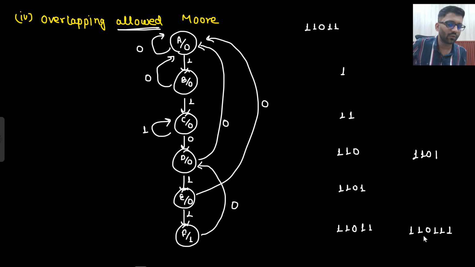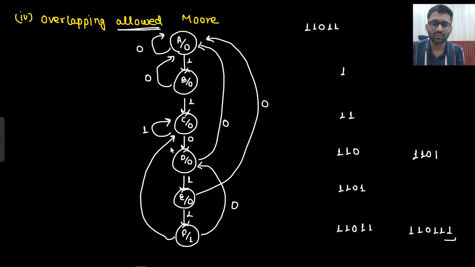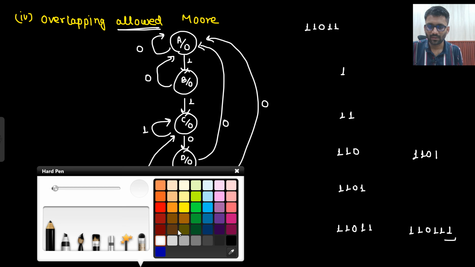So now again it will look for the best case, which is 1 0 1 1. Is it getting anywhere? 1 0 1 1, no. 0 1 1, no. 1, no. 1 1, yes. 1 1 it is getting. So 1 1 it is getting at C. So it will go to C. And this I can make better.